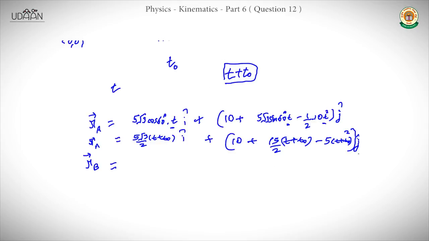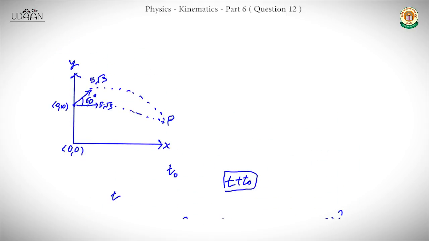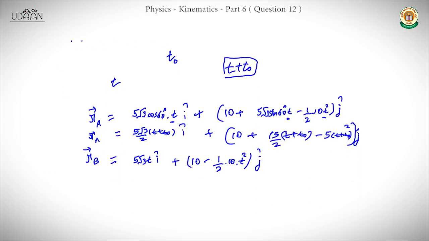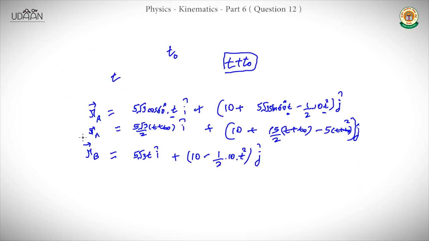Okay. So now for RB, we have here the angle with the horizontal is 0. Right. So the equation will be 5√3 t î plus [10 minus half g t², so 10 into t²] ĵ. I write it like this because the vertical component of the initial velocity is equal to 0, so the term u sin θ t will not be there. Okay. So now after some time the particles collide.